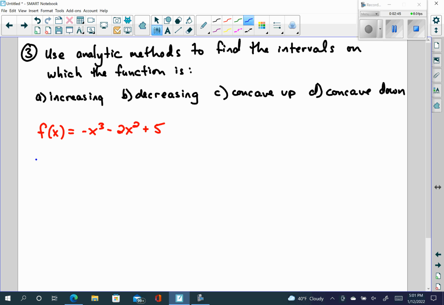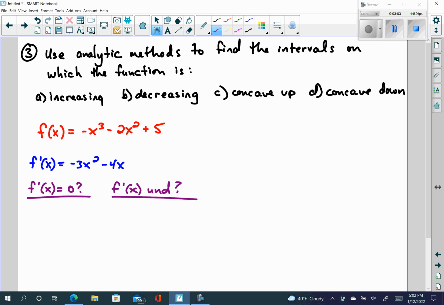The first thing we want to do is find the first derivative, and that's going to become a negative 3x squared minus 4x. And we want to ask ourselves, where is our first derivative equal to 0? Where is it undefined? Well, because it's a polynomial function, it will never be undefined. To figure out where it's equal to 0, we just set it equal to 0.